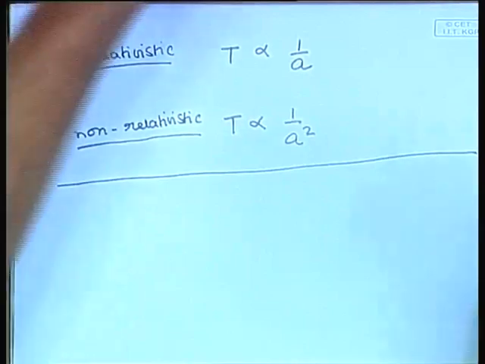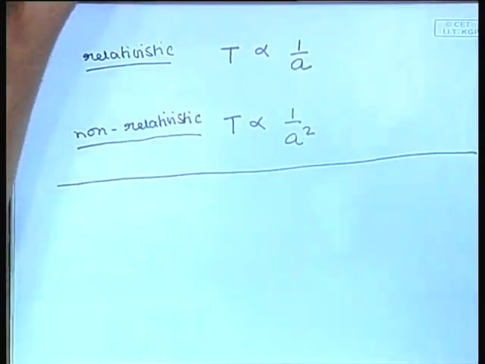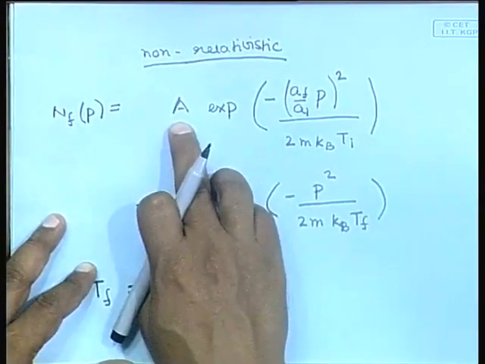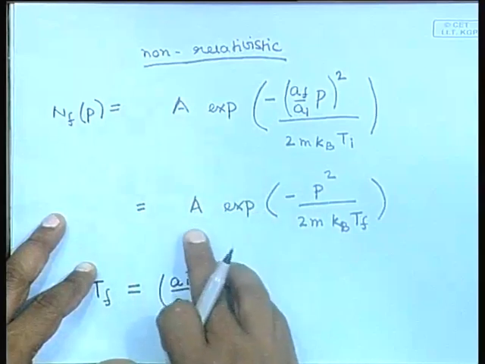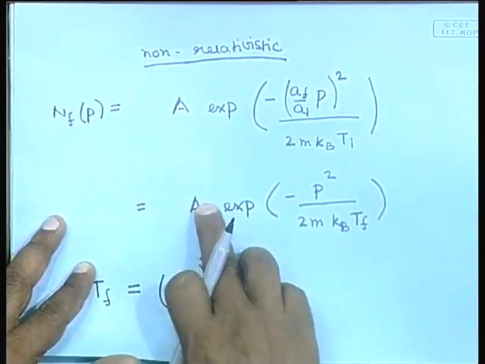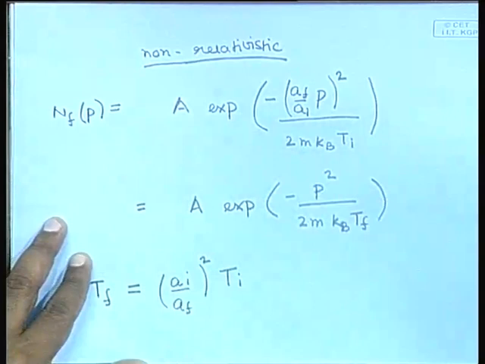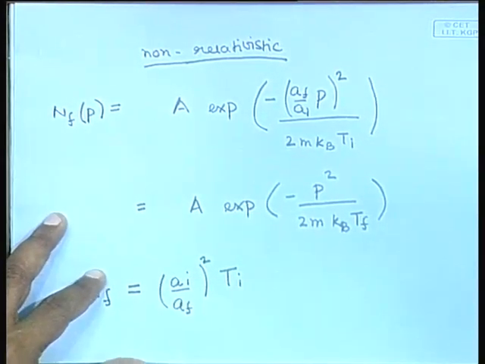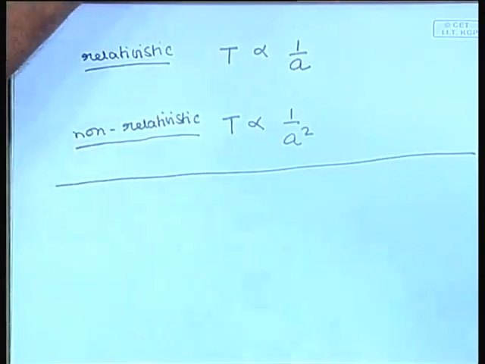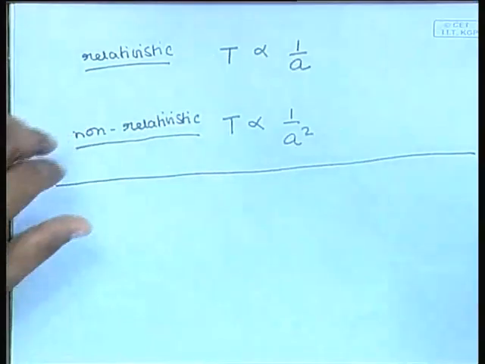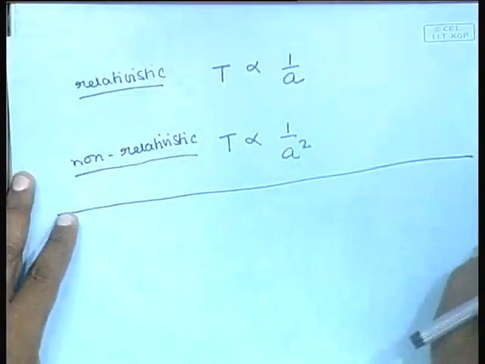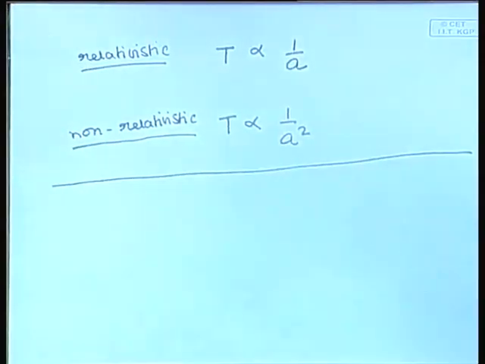Now, let me just remind you of a few more things. The chemical potential here for non-relativistic particles has gone into this constant A, and the value of the chemical potential through this constant A does not change with the expansion of the universe. The number of particles remains fixed, it does not change. So, this is the behavior of relativistic and non-relativistic particles.